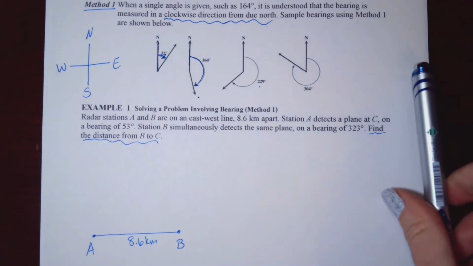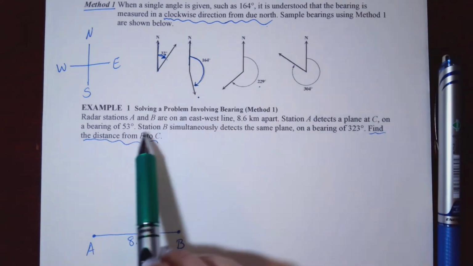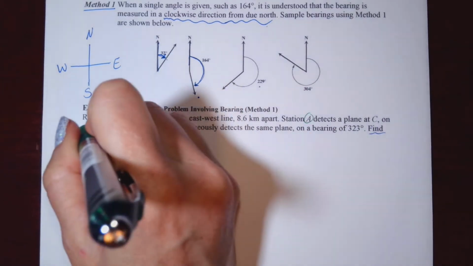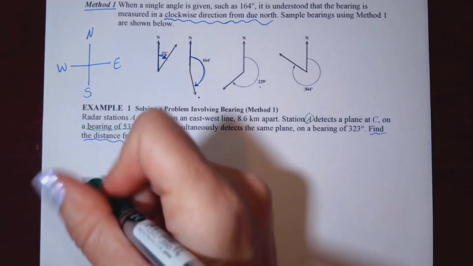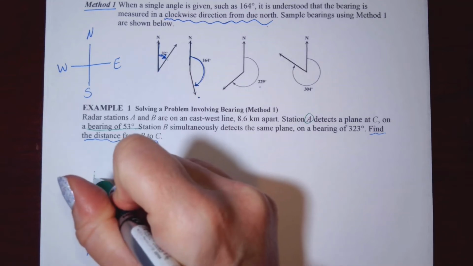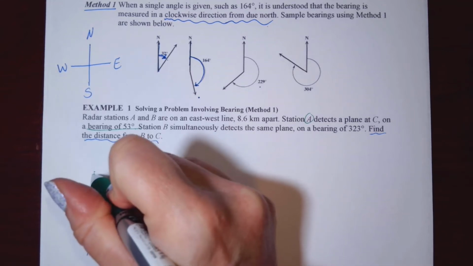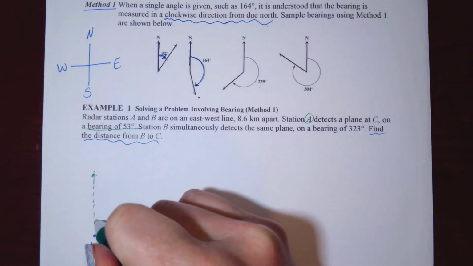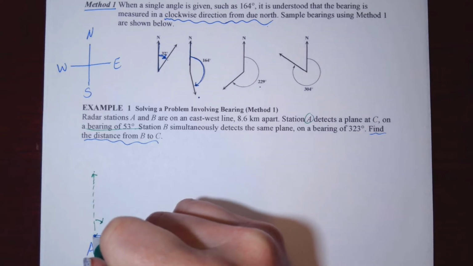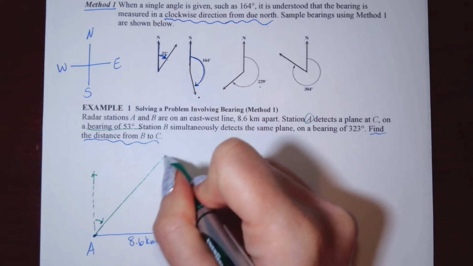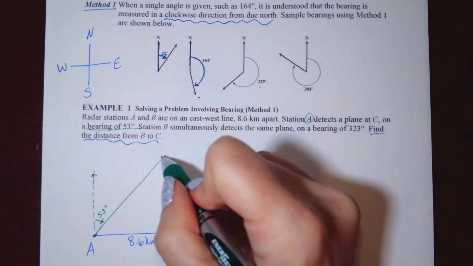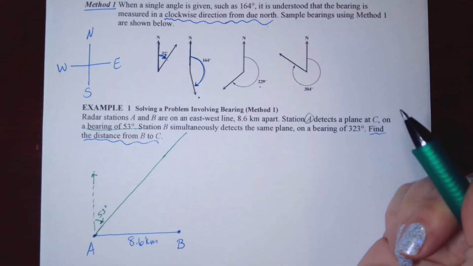Now, the first piece of information we're given is that Station A detects the plane on a bearing of 53 degrees. Well, that's 53 degrees from north. So due north of A, there's my due north line, 53 degrees, that's almost 60 degrees. So I'm going to say, if I rotate a clockwise angle of 53 degrees, that's going to be about right here. And I'm just going to let that straight line travel out.